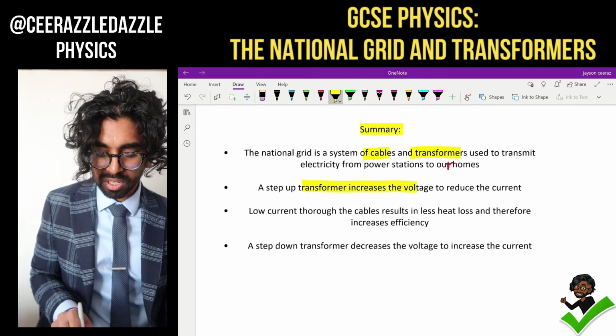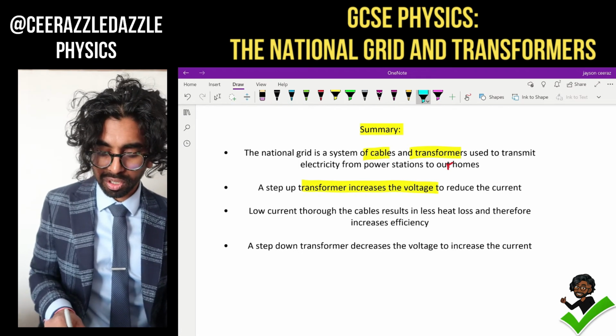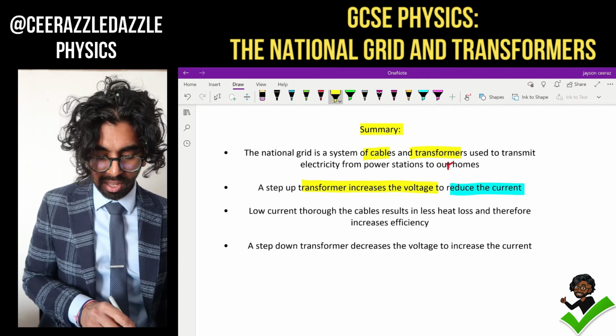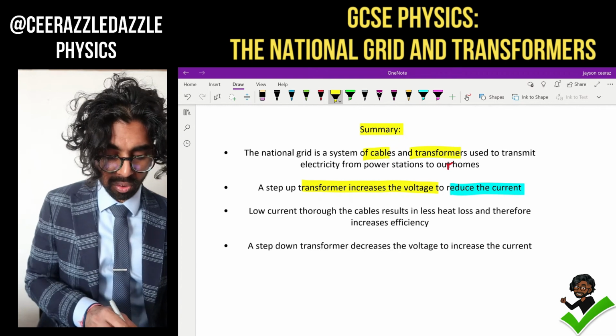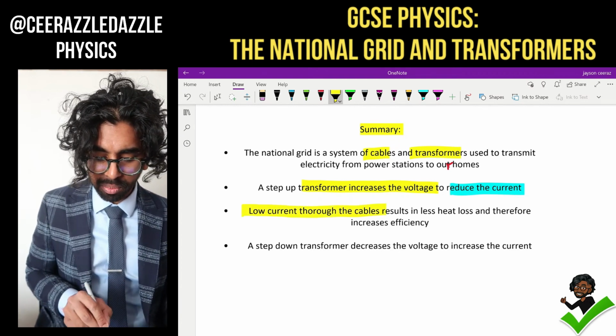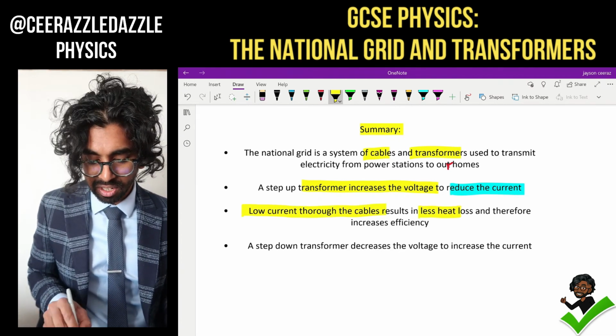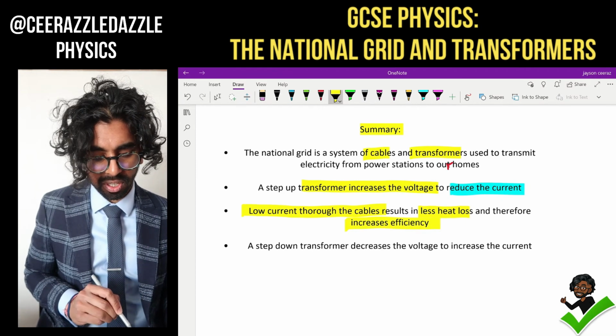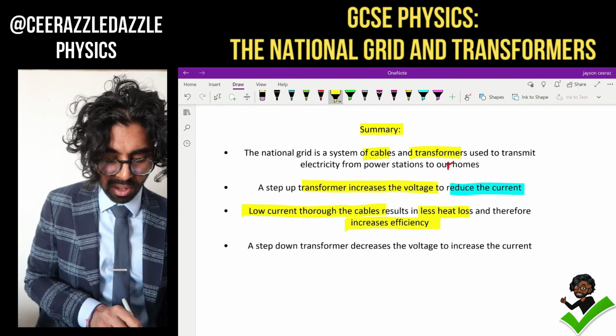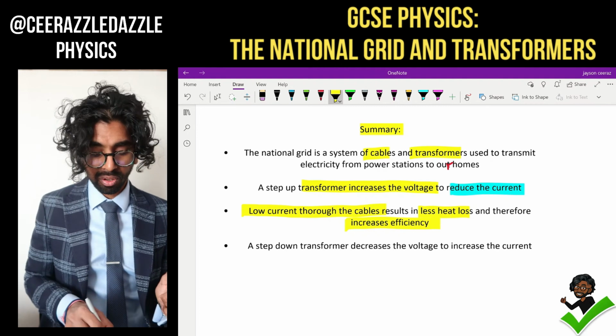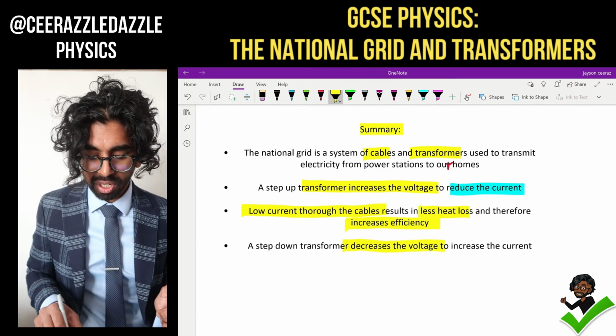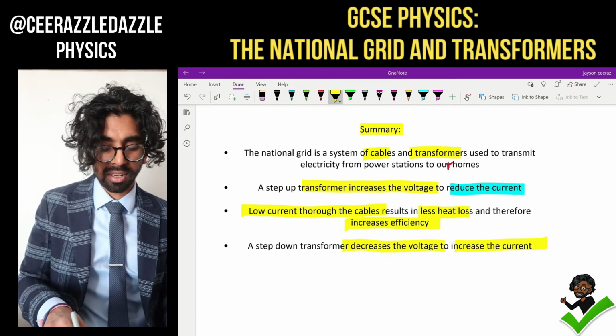Right, we have the step-up transformer. It will increase the voltage to do what? To reduce the current. Why do you want it to be low current? We want low current through the cables. Why? Because there's less heat loss, therefore increases the efficiency. If you have a step-down transformer, what's it going to do? It's going to decrease the voltage to increase the current once again.